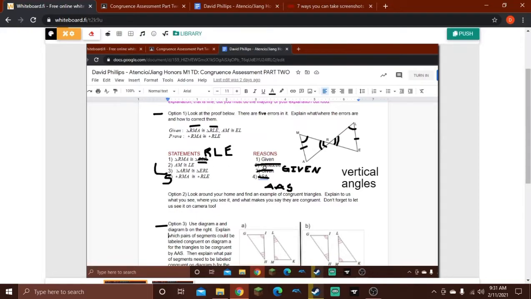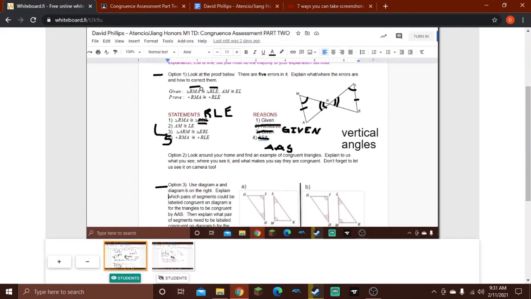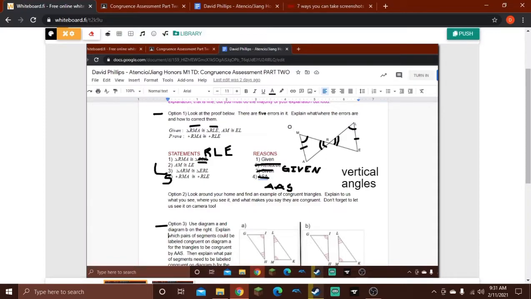Now for the next one, they wrote that it was reflexive, but these two lines are not touching at all. So you can't call it reflexive if they don't actually share a side, and they don't. So I just marked them normal, and I put given because right here it was actually given. Now with this one, ARM, ERL. This is vertical angles and not given, because over here I do not see ARM or ERL being labeled as congruent. So that is vertical angles. I wrote it over here because I didn't want to write vertical angles. It's too long.